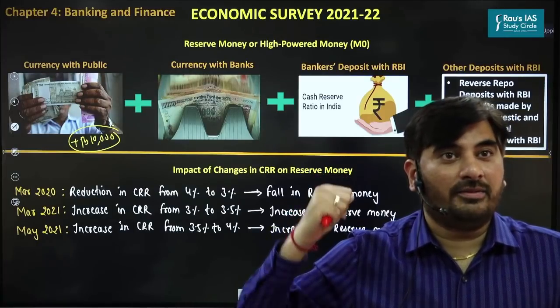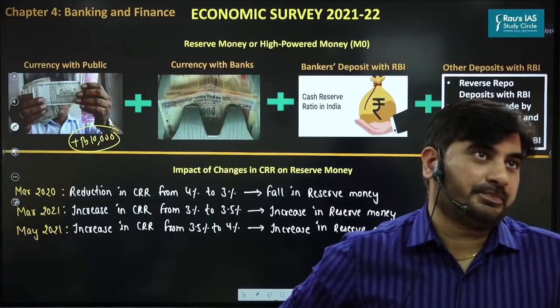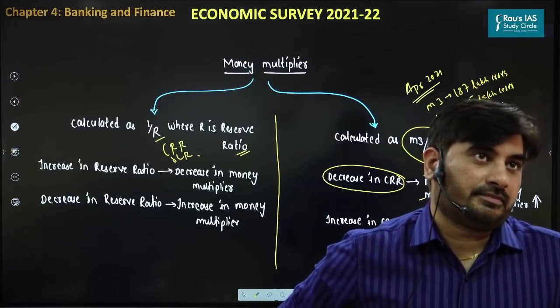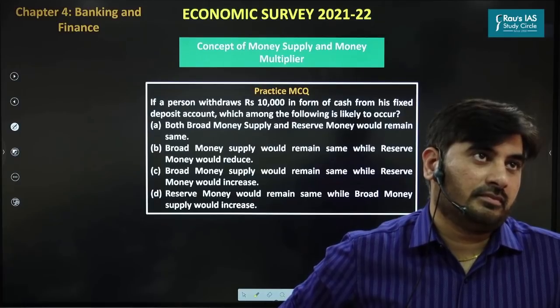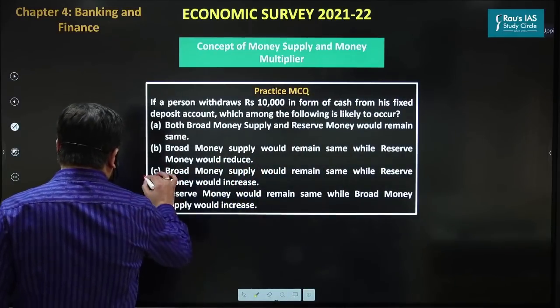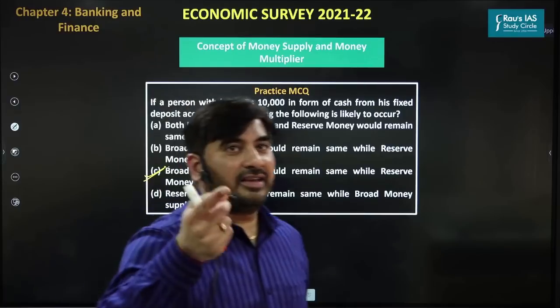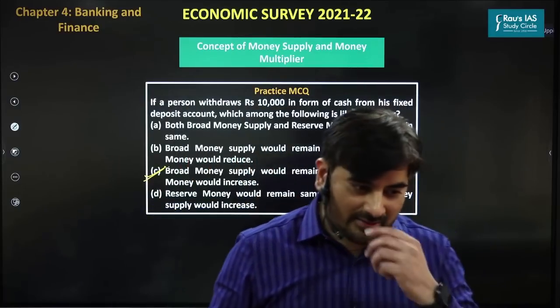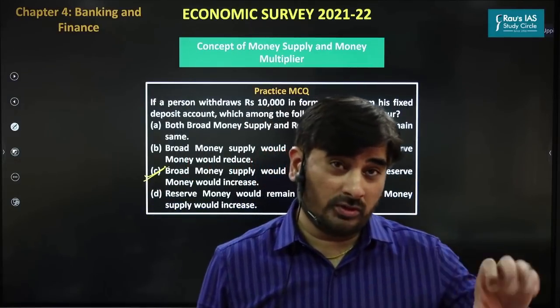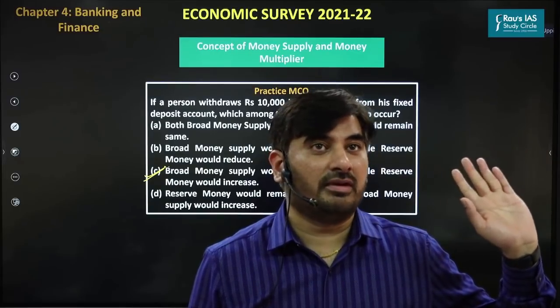I hope you are clear now, all of you. Yes. So if you look at the question, the question is: broad money will remain same while the reserve money would increase. So this is how a question could be asked. As you can see, repeatedly questions have been asked in the previous year prelims with respect to the money supply. So I just modified that particular question.